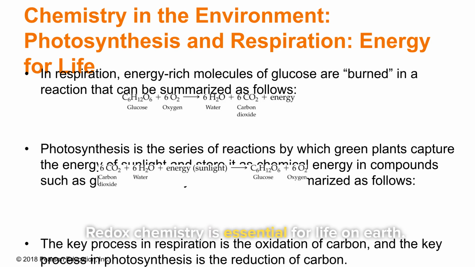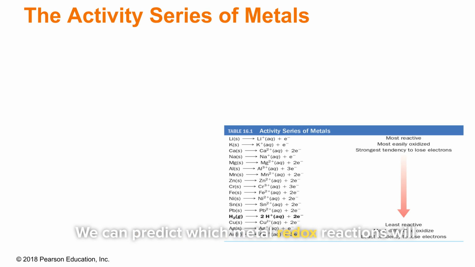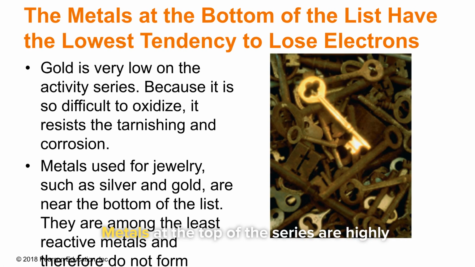Redox chemistry is essential for life on Earth. Photosynthesis and respiration, our primary energy conversion processes, are essentially vast, intricate sequences of redox reactions. In respiration, glucose is oxidized to release energy, while photosynthesis uses solar radiation to reduce carbon, storing that energy for biological use. We can predict which metal redox reactions will occur spontaneously by using the activity series, which ranks metals by their tendency to lose electrons. Metals at the top of the series are highly reactive and easily oxidized, while those at the bottom, like gold and silver, resist oxidation, making them ideal for jewelry.